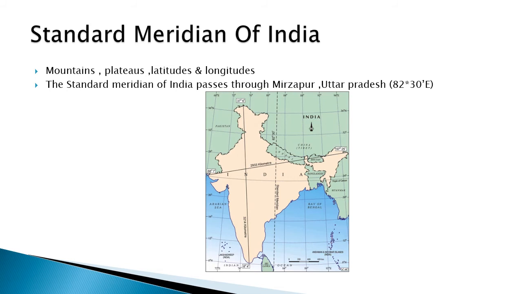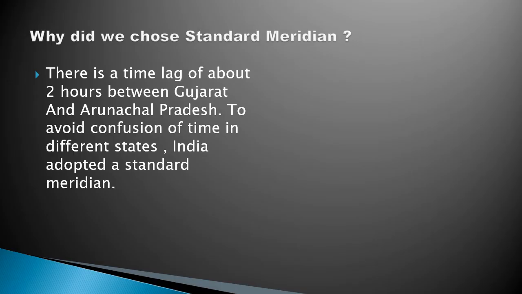Now, the standard meridian of India passes through Mirzapur in Uttar Pradesh, and its measurement is 82 degree 30 minutes east. Now, why did we choose a standard meridian for India? That was a very big question. See children, the reason behind choosing the standard meridian of India was the time lag between Gujarat and Arunachal Pradesh. To avoid this confusion of time in different states, India adopted a standard meridian.